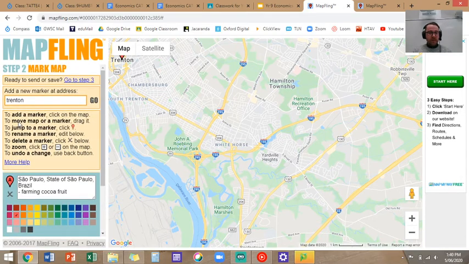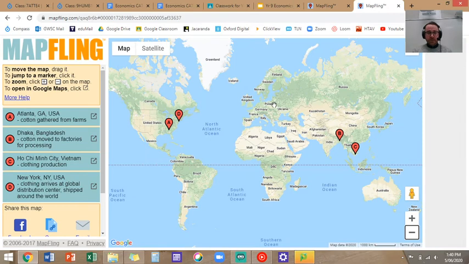And then you can just keep adding little steps of your global supply chain, and your finished product will look something like this. So this was an example I put together earlier. This shows the global supply chain of t-shirts. You can't use this though, because I've completely made these cities up. I just picked 4 random cities on the map.